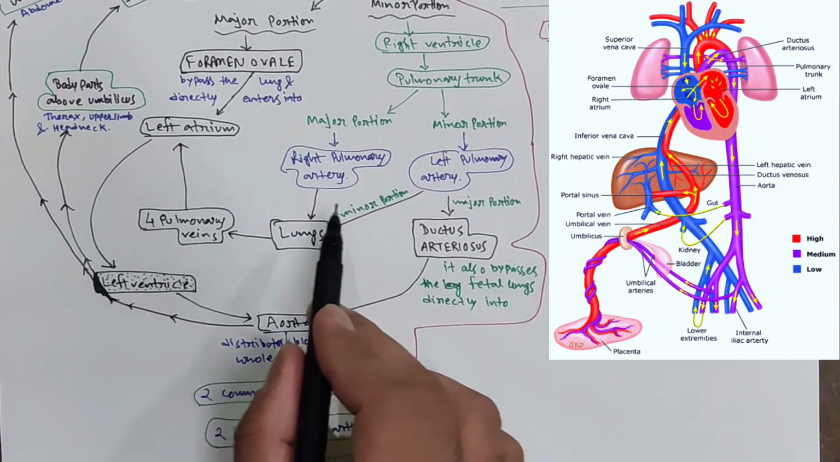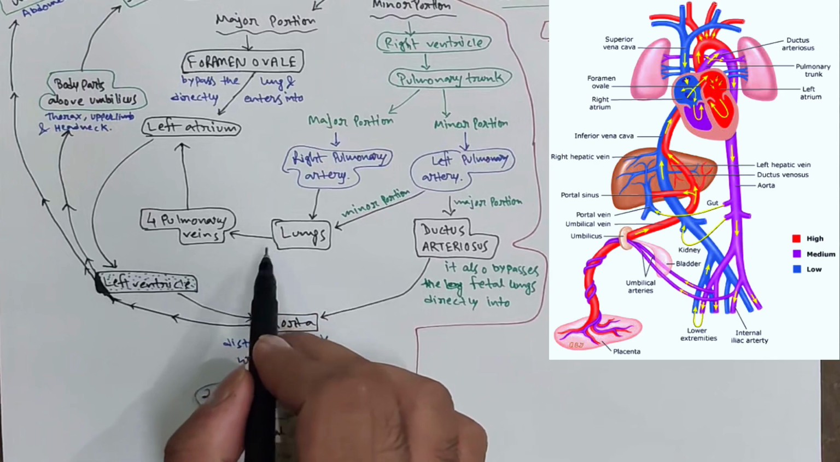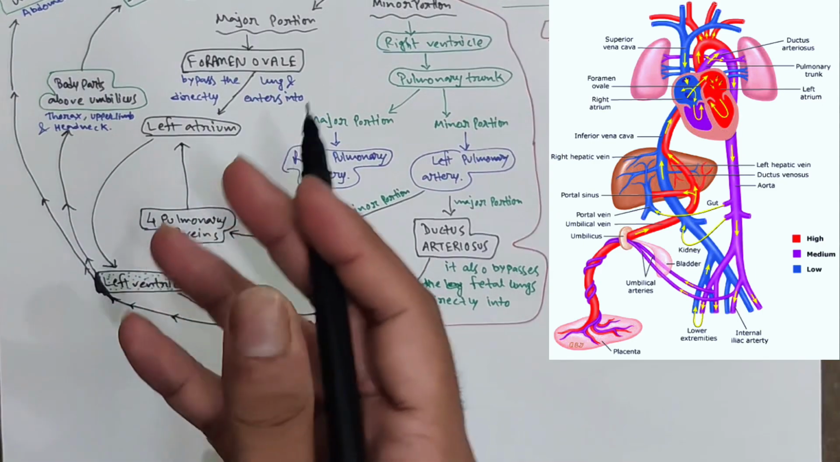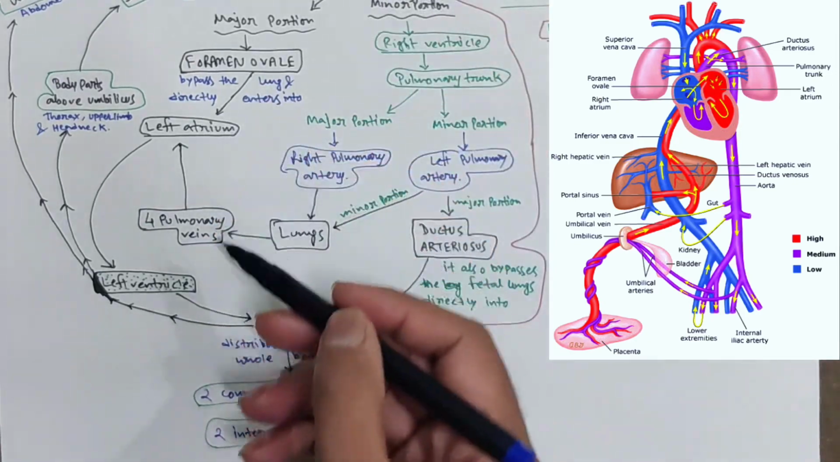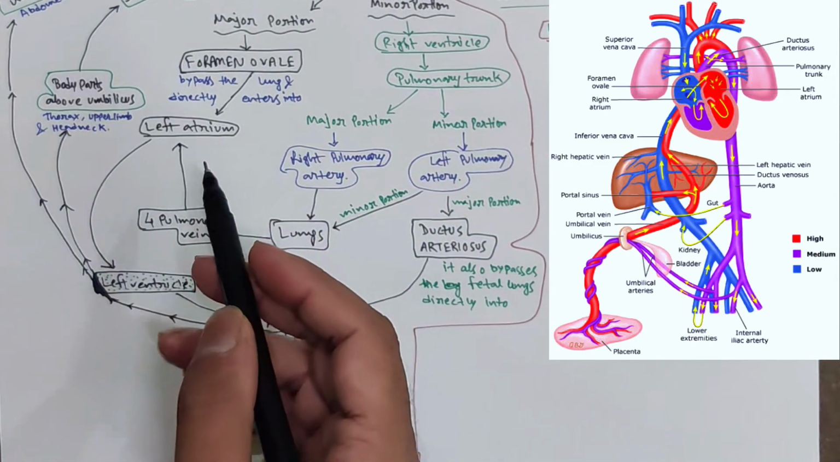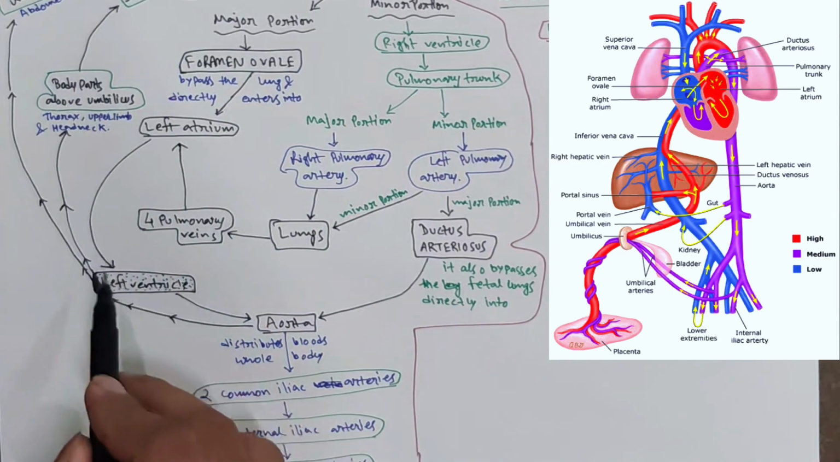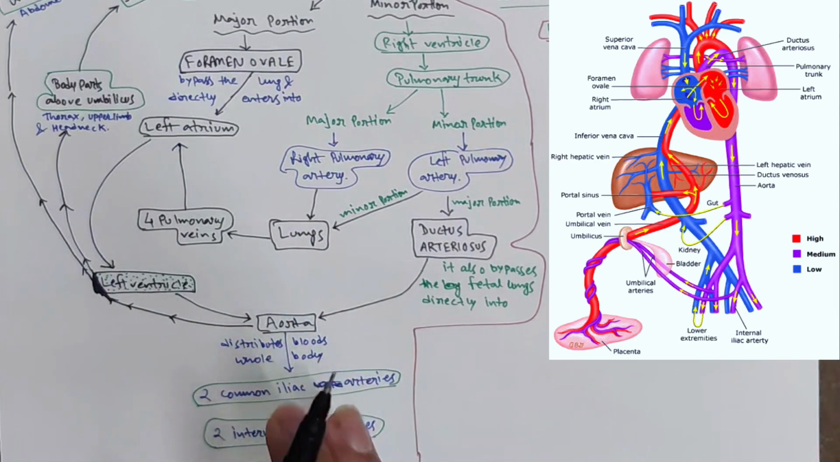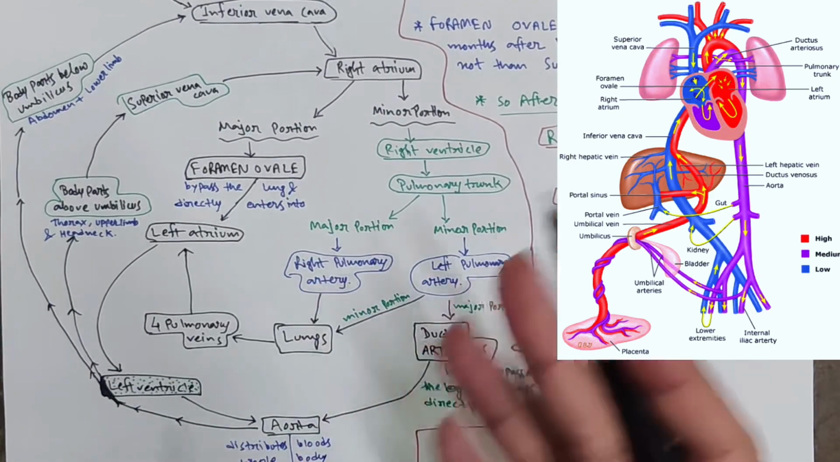Now the blood which entered into the lung from the right and left pulmonary arteries enters into the four pulmonary veins. The amount of blood in the left atrium is more because it is coming from the right atrium and from the lungs directly. So the entire blood enters into the left ventricle, and from the left ventricle it enters into the aorta. Now this aorta distributes the blood into the whole body of the fetus.